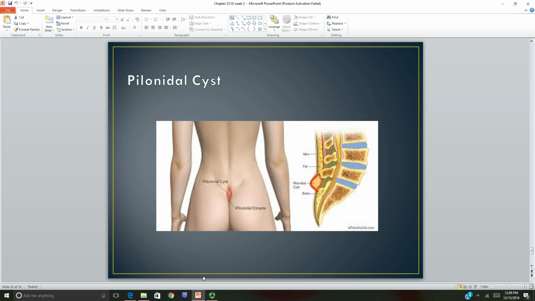A pilonidal cyst is a congenital defect where the epithelial tissues develop below the surface of the skin in the area of the sacrum or coccyx. The anorectal fistula is a tract or tunnel that forms in normal or infected tissue. It remains open due to drainage of pus because the tissue lining does not have the cells needed to heal it.